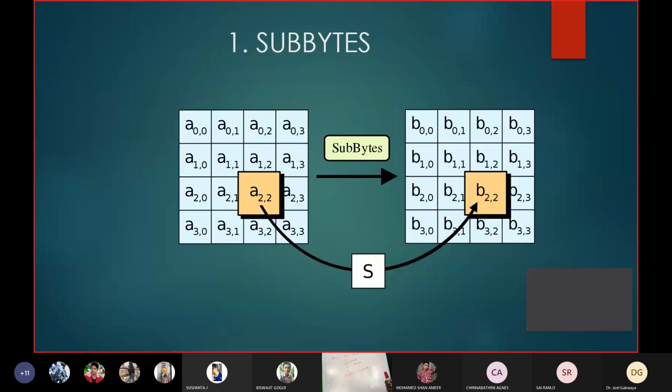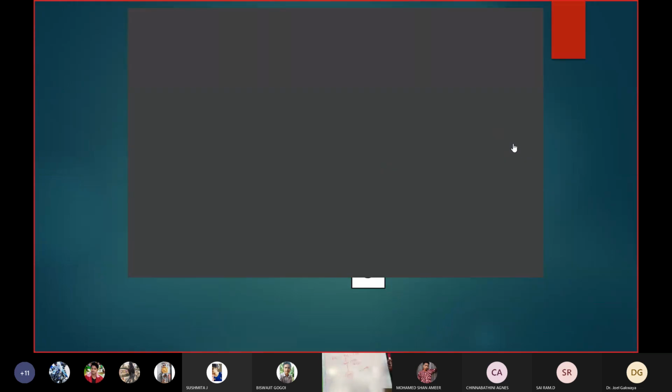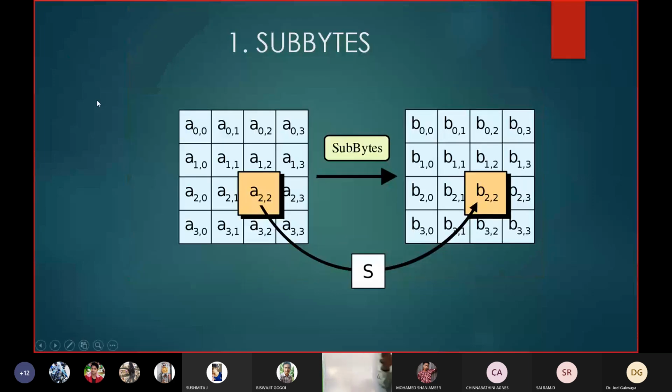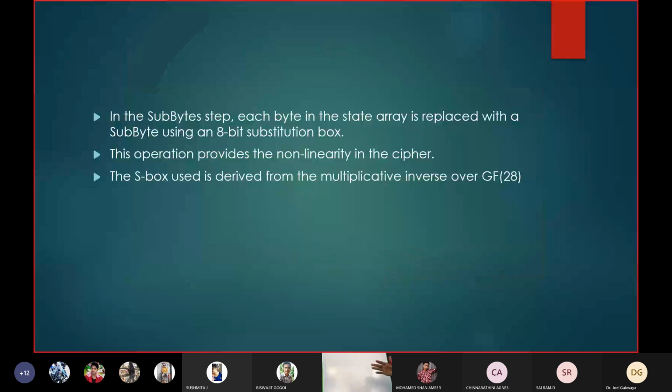All right. So as you can see in the first diagram on our screen, when we talk about something called the sub-byte, what does it mean, the sub-byte key? This sub-byte is used so that each state array is replaced with a sub-byte using 8-bit substitution. So it is where the substitution is going to take place.